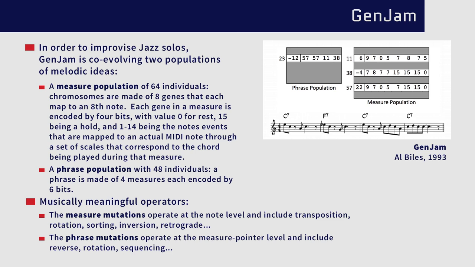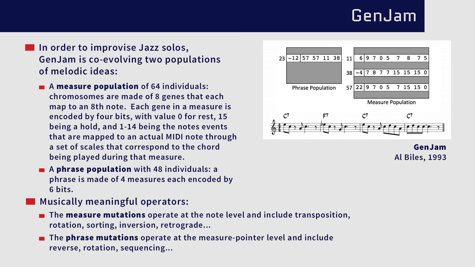Like a regular jazz soloist, GenJam knows the chord progression and the tempo of the songs. In order to improvise jazz solos, GenJam co-evolves two populations of melodic ideas. One is a population of measures with 64 individuals. The other is a population of phrases with 48 individuals. A chromosome in the measure population is made of 8 genes that each map to an 8th note.